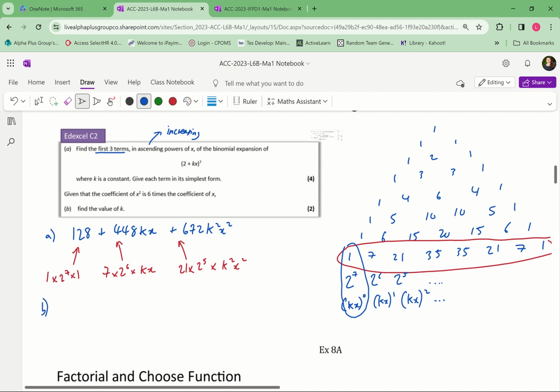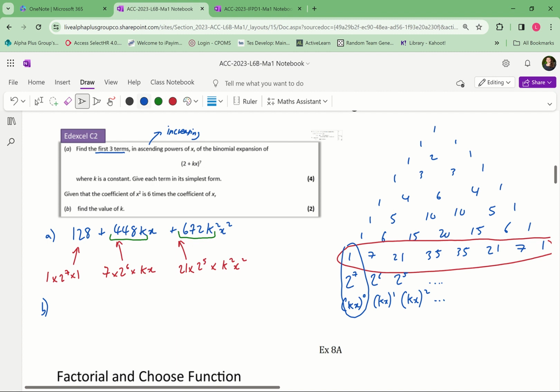That is part A done. Just needed the first 3 terms, so I'm going to stop there. Then it tells us, given that the coefficient of x squared is 6 times the coefficient of x, find the value of k. So the coefficient of x squared is this part over here. It's whatever we're multiplying x squared by. It's going to be 672k squared. And that's equal to 6 times the coefficient of x, which is 448k. That's however many x's we have.